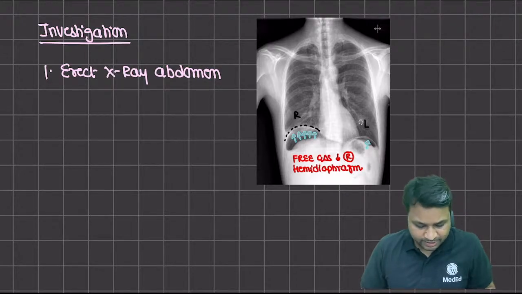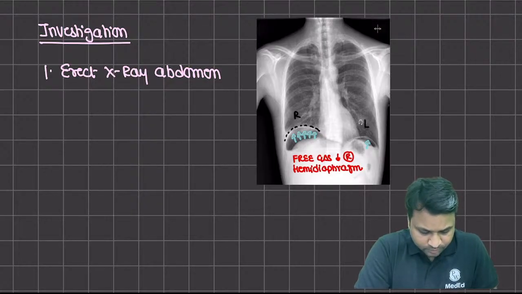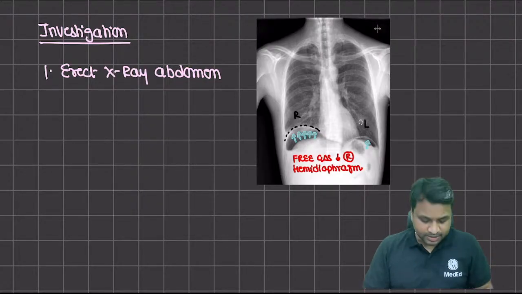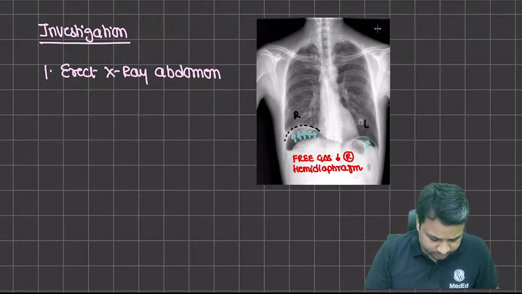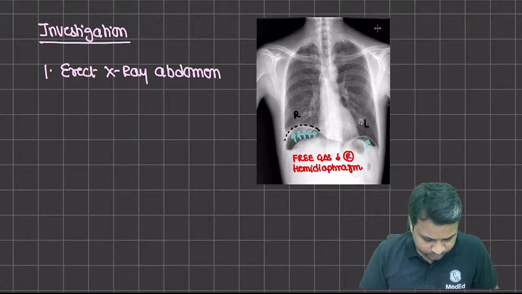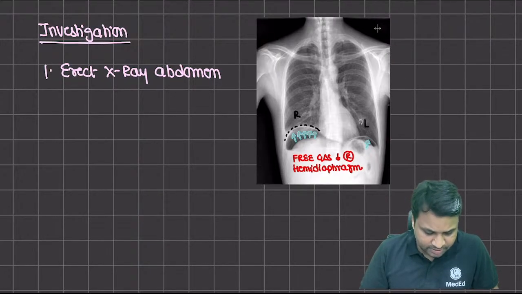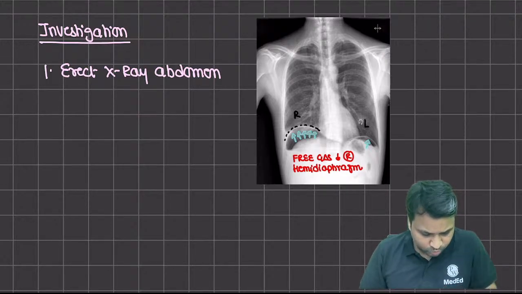Can you tell me any other sign for hollow viscus perforation? Have you heard about Rigler sign? I'll just show the X-ray image for that. There is something called the Rigler sign. Then there is something called the dome sign or the football sign. I'll just show you both of them on X-ray.